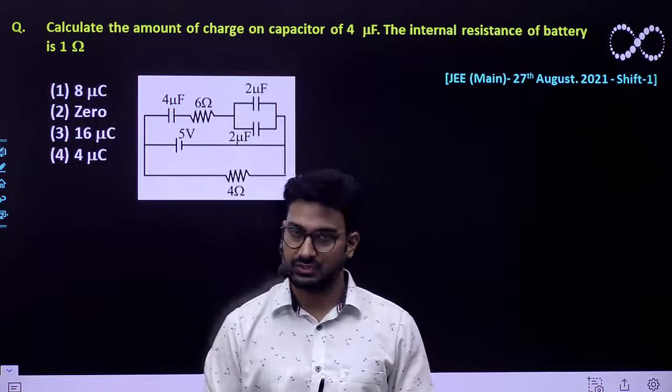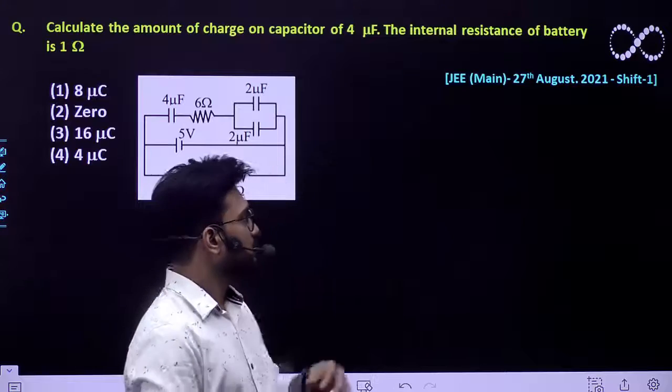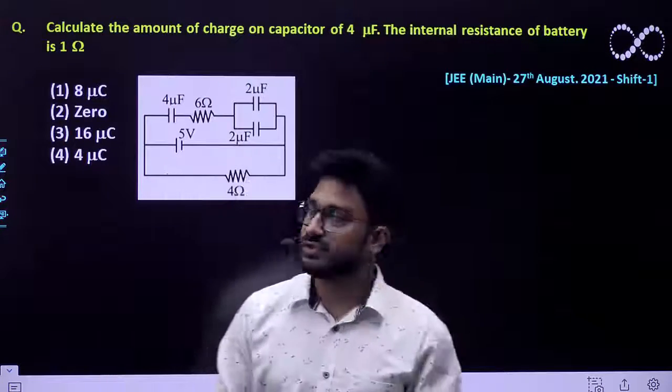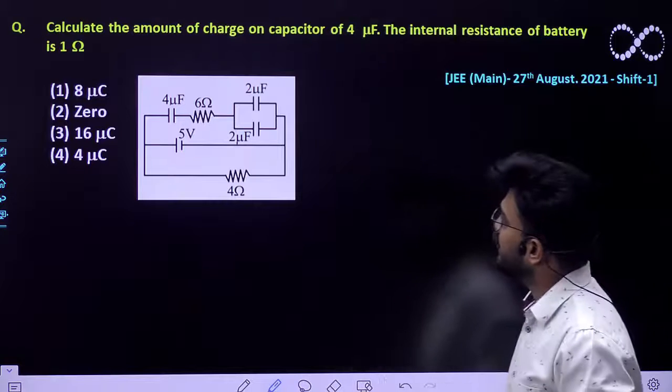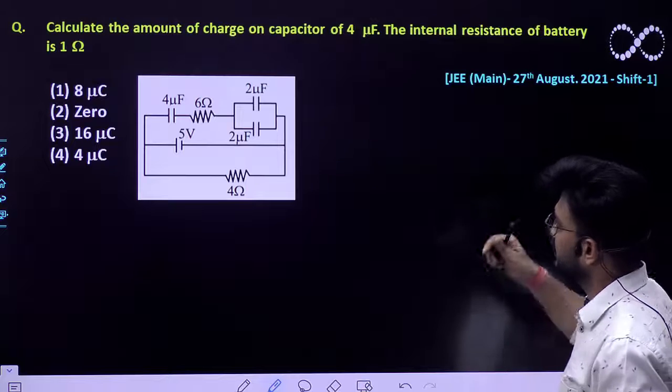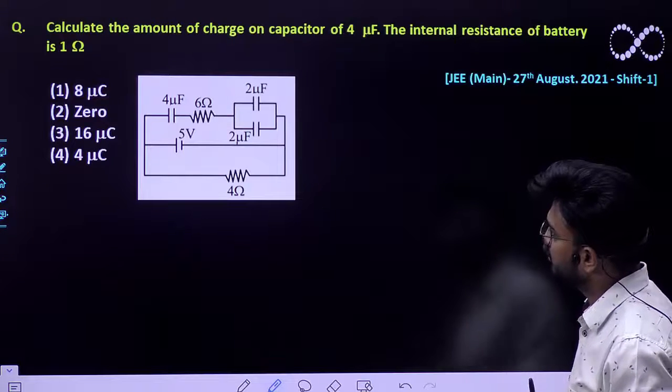Right now I'll be doing one such question that came in your JEE Main examination. This question came on 27th August 2021 in shift 1. So let us see this question first. The question says, calculate the amount of charge on the capacitor of 4 microfarad. So you need to find out what is the charge on 4 microfarad.